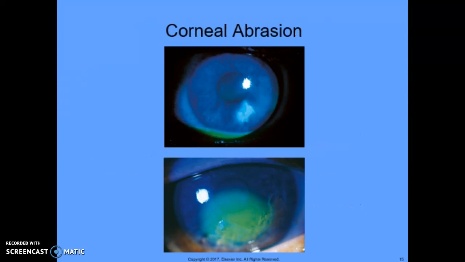You can find this in your book as figure 13.3, and at the top here, this shows the corneal abrasion and it's stained with the fluorescein. In 13.4 here on the bottom, it shows the corneal abrasion stained with fluorescein and highlighted by the cobalt blue light. So you can see the difference there.